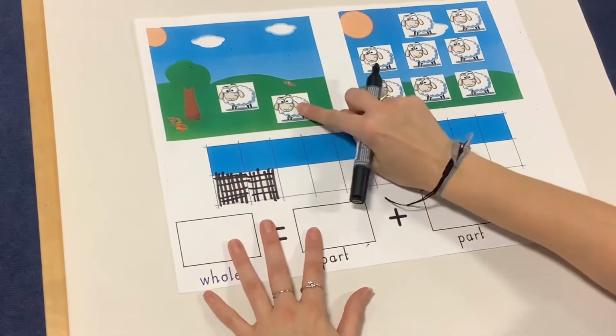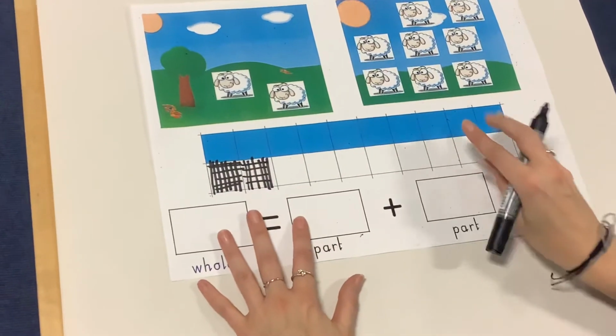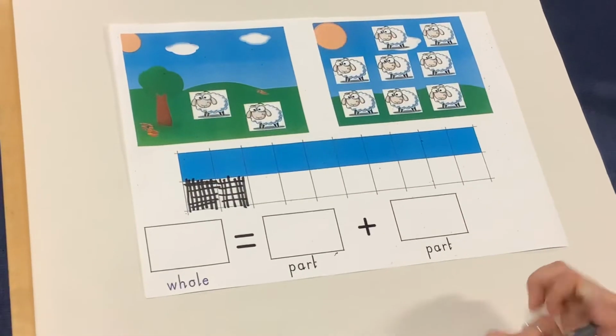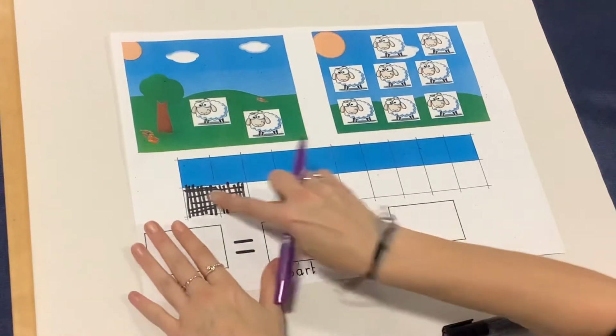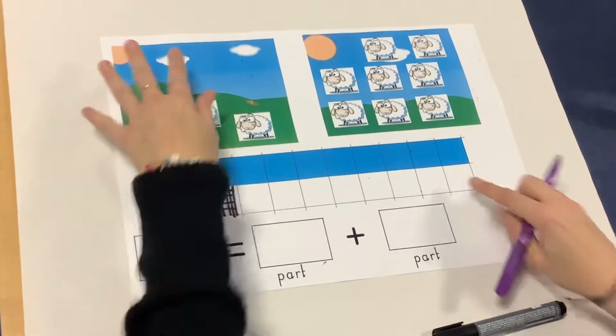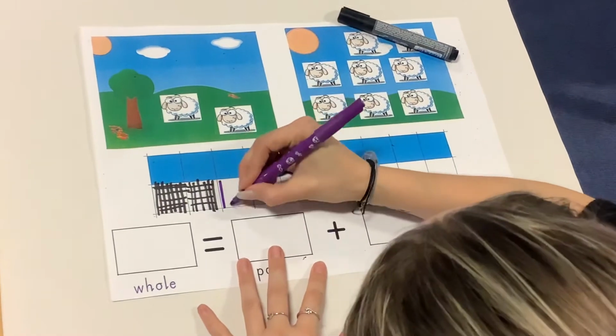So 1, 2. Just going to make sure 1, 2. Yes. Now, I already know that's 10 because that's my whole. You don't need to think about your whole. And then I'm going to show my part in a different colour now, Mrs. Riley, because otherwise it would just look like I've got 10 in that one. It's good having 2 colours. So then I'm going to do the rest of them.